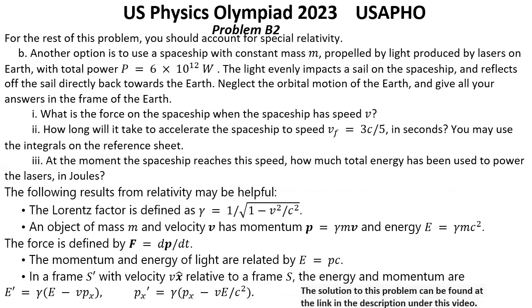For the rest of this problem, you should account for special relativity. Part B. Another option is to use a spaceship with a constant mass m propelled by light produced by lasers on Earth, with a total power P equal to 6 times 10^12 watts. The light evenly impacts a sail on the spaceship and reflects off the sail directly back towards the Earth. Neglect the orbital motion of the Earth, and give all your answers in the frame of the Earth.